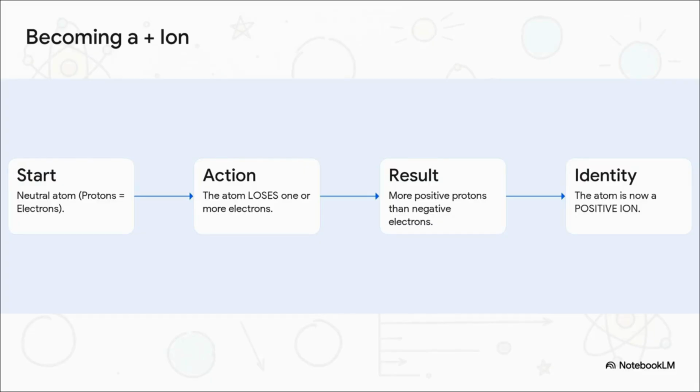So how does an atom get a positive charge? It's actually a little counterintuitive. You start with a neutral atom, right? Protons and electrons are equal. Then that atom loses a negative electron.